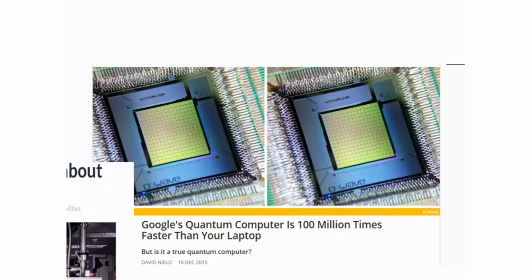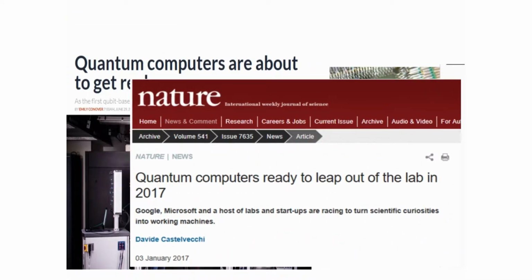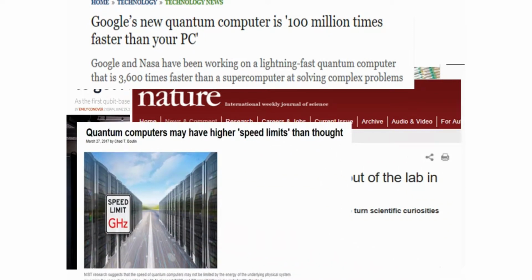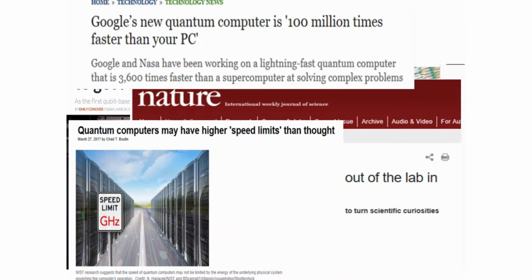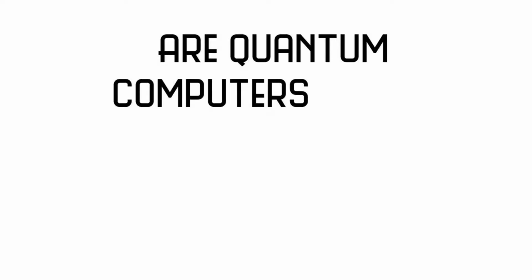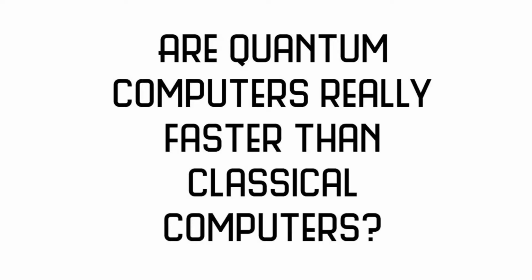There has been much hype over the past few years on the rise of quantum computers and what it has to offer to further increase humans' technological advancement. But are quantum computers really faster than classical computers?